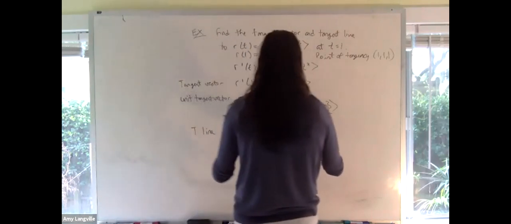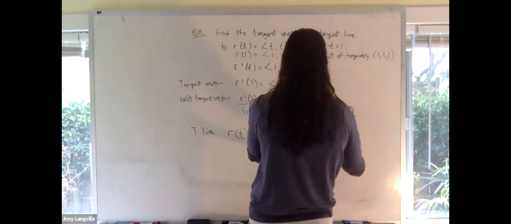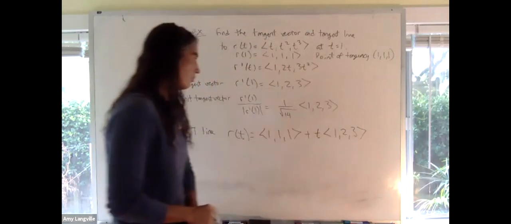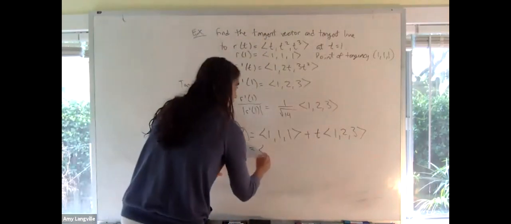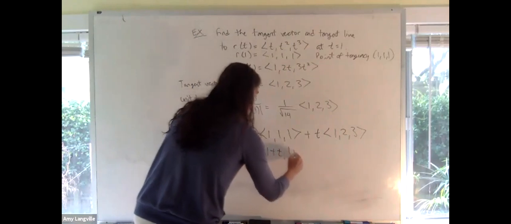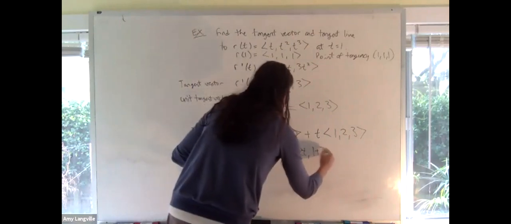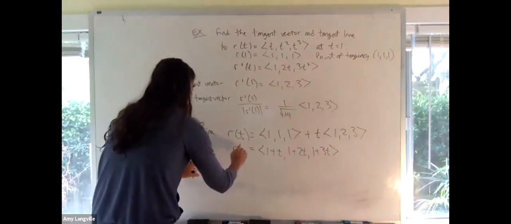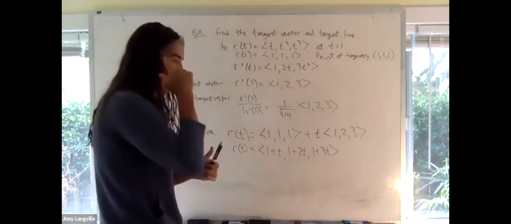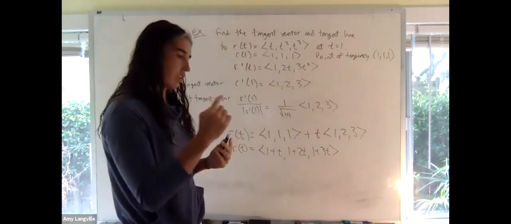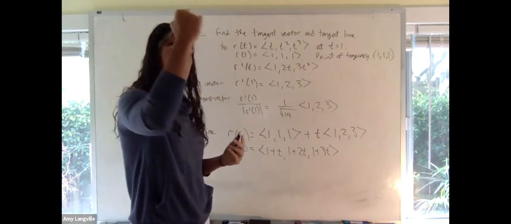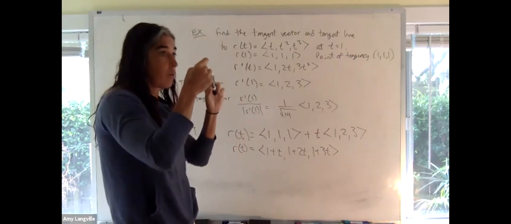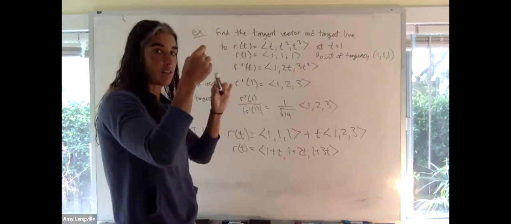The point of tangency plus parameterizing the vector of motion, which can also be written as 1 plus t, 1 plus 2t, 1 plus 3t. Okay, so let's go ahead and take a look at this. We should have the visual in our head, what is in front of us: the twisted cubic, the point of tangency, the tangent vector, which extending along that and making a line creates the tangent line.